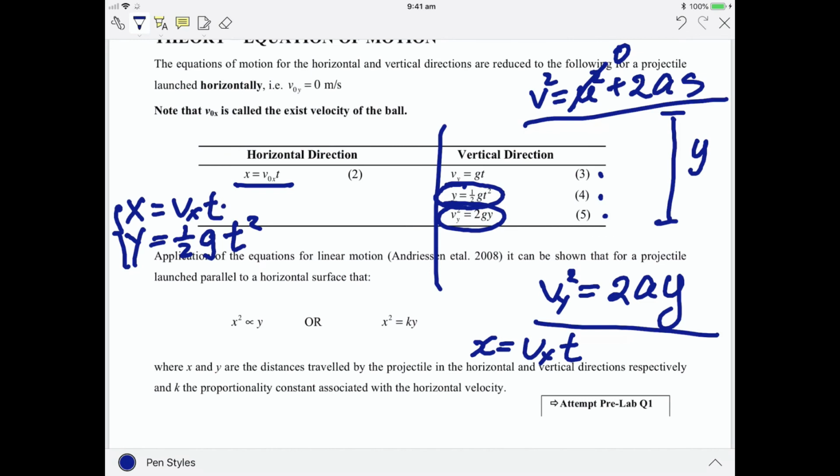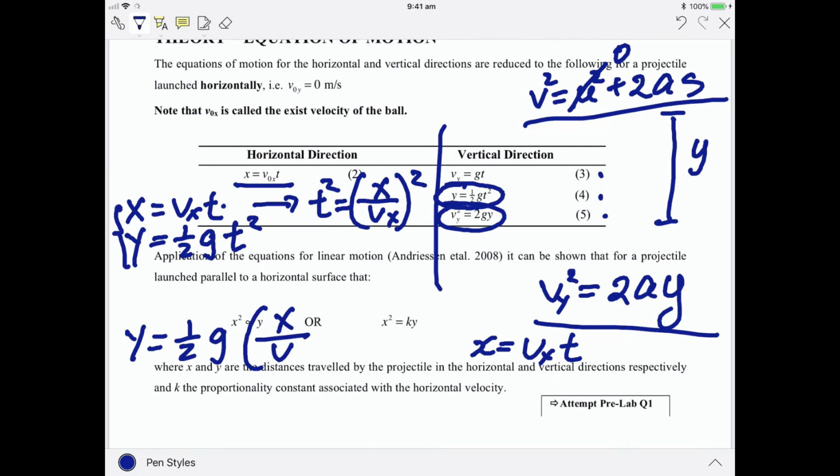So it means you eliminate the t. If you have an equation like this and you eliminate the t, what will you get? You will get x and y. So from here, t equals x over vx, and t squared is this squared. Then y is equal to half g x over vx squared. Can you see it?